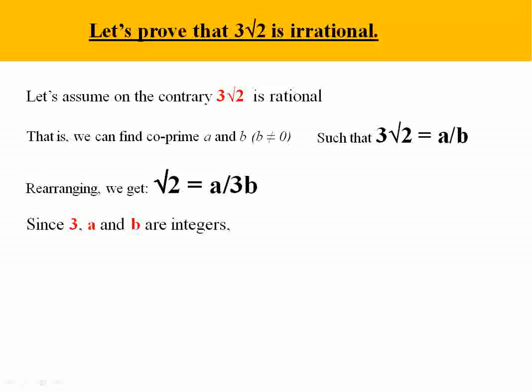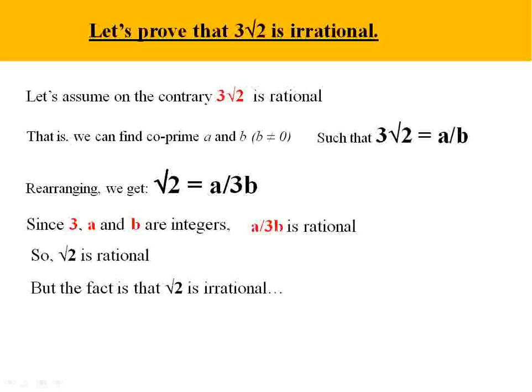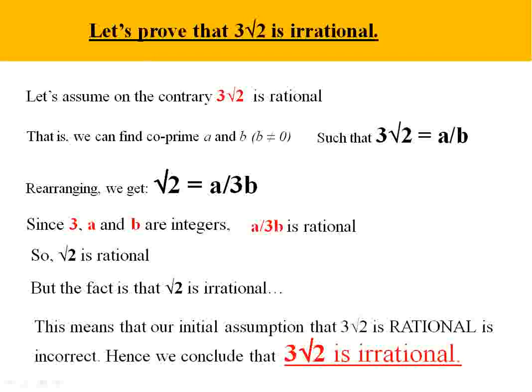Since 3a and b are integers, a divided by 3b is a rational number, which means that root 2, which is equal to a divided by 3b, is also a rational number. But we know that it is a fact that root 2 is an irrational number. It's the square root of a prime number, so it's irrational. This means that our initial assumption that 3 root 2 is rational is incorrect. Hence, we conclude that 3 root 2 is irrational.